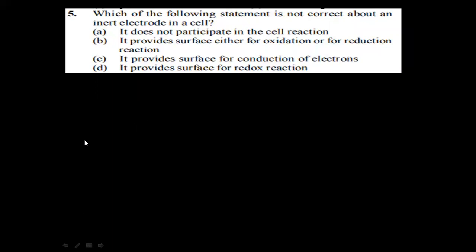Then, 5th question. Which of the following statements is not correct about an inert electrode in a cell? So, here, inert electrode does not participate in redox reaction and acts only as a source or sink for the electrons. So, it provides a surface either for oxidation or for the reduction reaction. So for question number 5, it's option D, which provides surface for redox reaction, which means either for reduction or for oxidation.